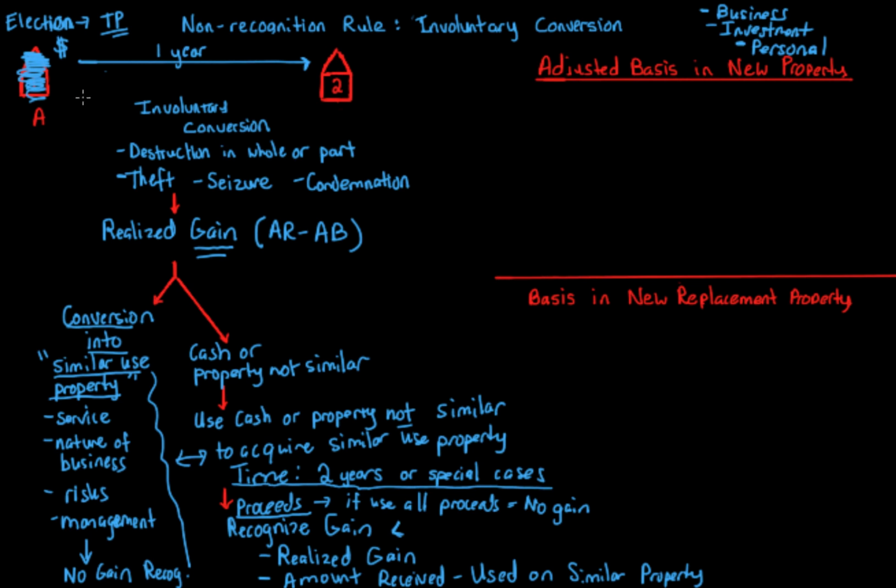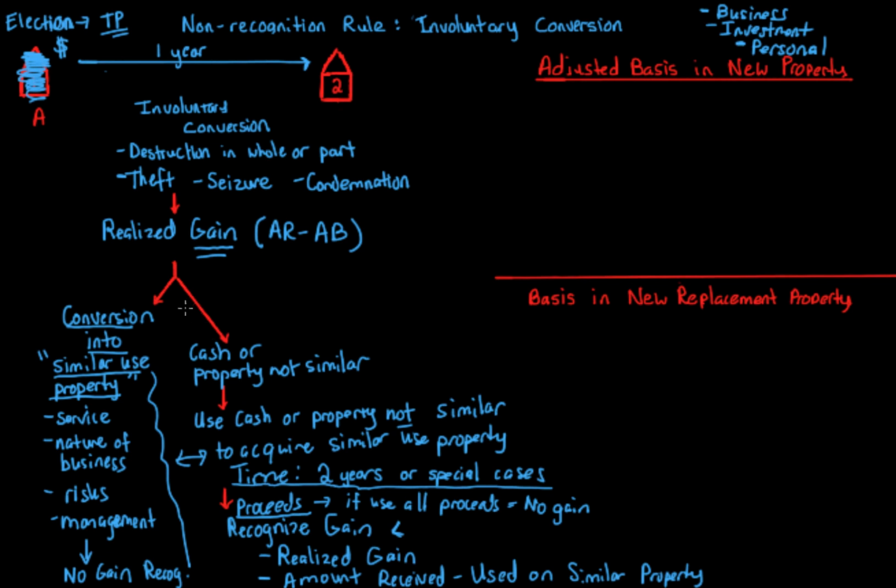But let's say that A pockets $50,000 of the proceeds and buys a house for $400,000. Okay. So the recognized gain is the lesser of the realized gain, which again was $100,000, the proceeds were $450, the adjusted basis was $350, so the realized gain is $100, or the amount received, which was $450, minus the amount used on the similar property, $400,000. So that equals $50,000. Then it's the amount that you don't use on similar property. So that means that the recognized gain is going to be $50,000. You see that? Very important to understand that.